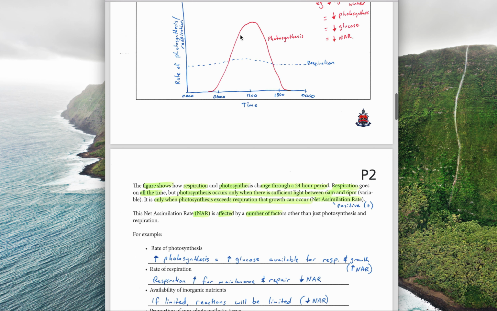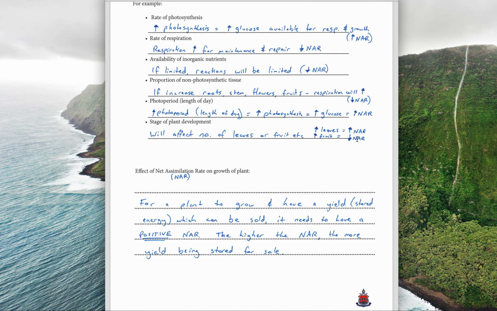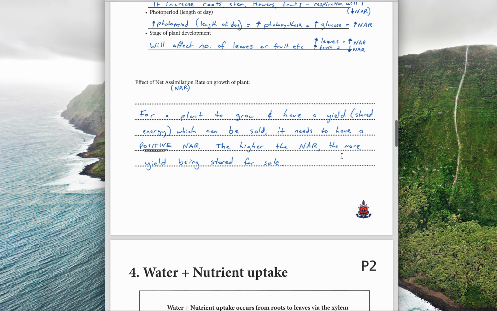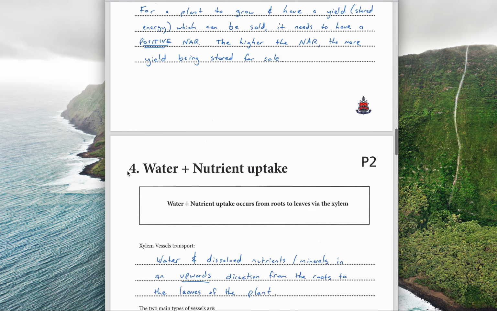Photoperiod: if the length of the day increases, in summer for example, then you'll get increased photosynthesis, increased glucose, and increased NAR. And stage of development of the plant: as the plant progresses, more leaves means more NAR, while more fruit means lower NAR because there's less photosynthesis. So ultimately, the effect of net assimilation rate on the plant is that the plant will grow and hence have a yield if you have a positive NAR. The higher that NAR, the more yield is being stored for sale. And obviously, at a negative NAR, you are losing weight or yield in the plant.